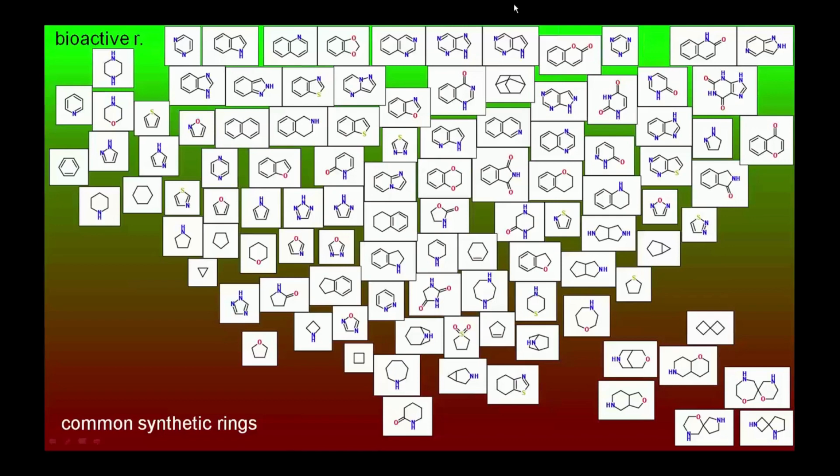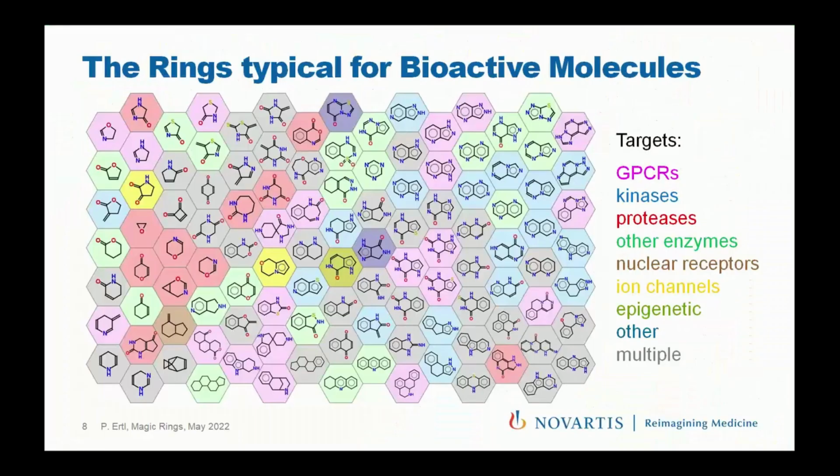So let's have a look at this top area, this green area, and take, I think, 100 of these green rings. And we can see another visualization of these bioactive rings. In this picture, I tried to color-code these rings based on the preferred target for molecules in which these rings are contained.